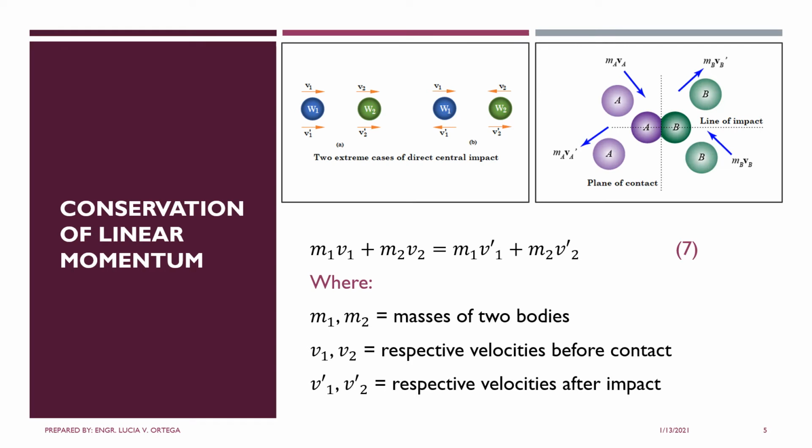Another case is oblique impact. Let's say, for example, a ball thrown at a wall or vertical surface at an inclined angle, inclined with respect to the horizontal. After impact with the vertical surface, it will bounce back at another angle of inclination. The first angle is the angle of incidence, and the other is the angle of emergence.